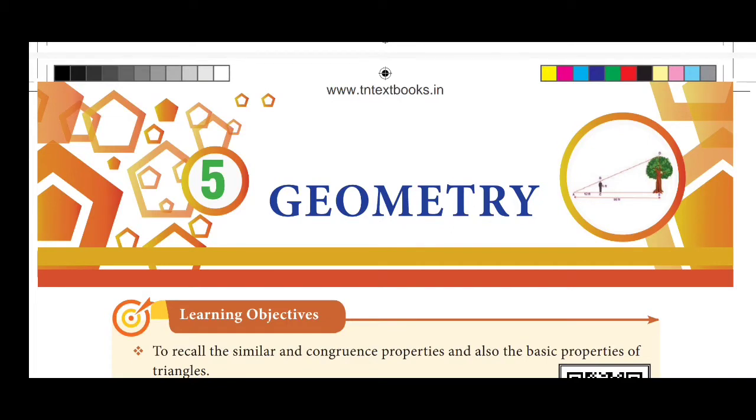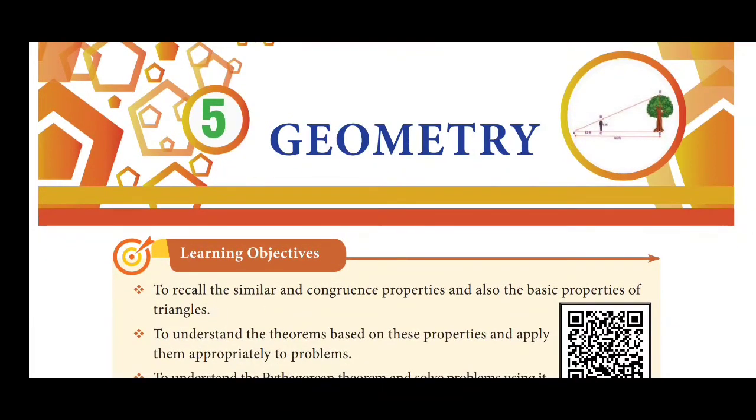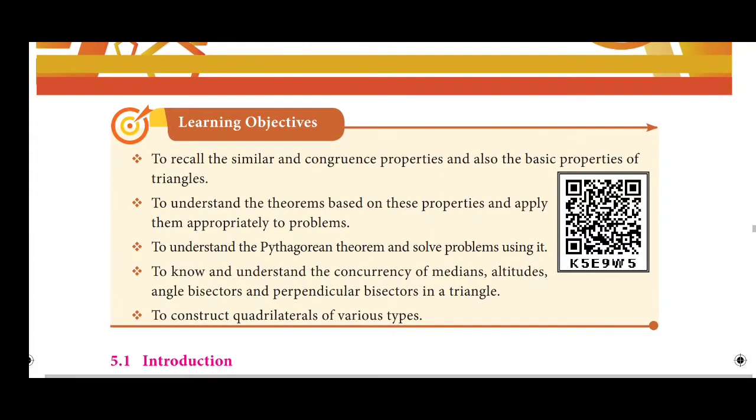Practical geometry is what we used in the previous terms. By using a compass and a geometry box, we are drawing the geometrical figures. That is practical geometry. Here in theoretical geometry, we are going to solve the same by using the properties, and also some formulas and theorems. Understand? So, what are the learning objectives here?